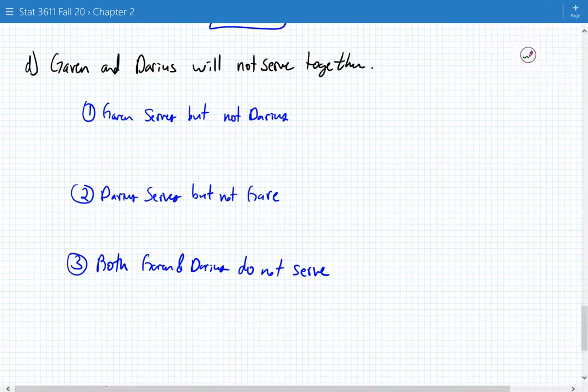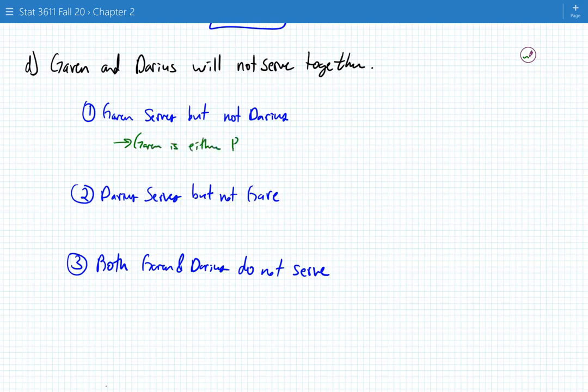Number one, Garen serves, but Darius does not. Okay, so if Garen serves, Garen is either president or treasurer, right? So you got two options. Garen is either president or treasurer. So there's two choices, essentially, right? Now, for each of those, you need to choose the other position, right? For each of those, how many remaining people are there left to fill that spot?